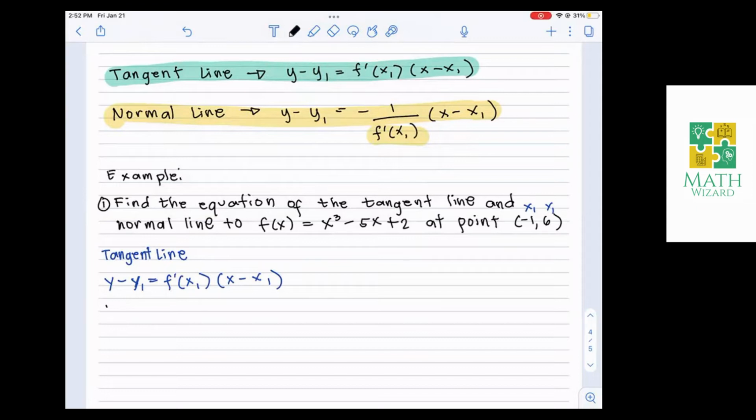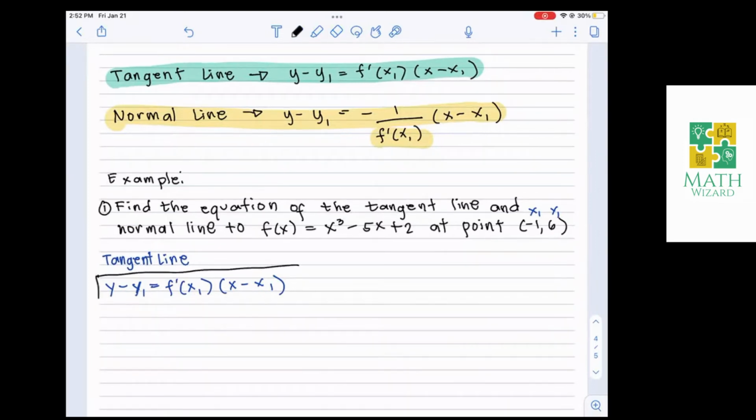So this becomes y minus y of 1 ay 6 is equal to derivative ng this one. Derivative ng x cubed minus 5x plus 2. So derivative of that becomes... okay. So, paano ba natin susulat? Siguro we can solve that muna before natin we plug in. Yeah. Let's solve muna for the derivative. So I'll just box lang muna this one. And I'm gonna solve for the f of x. F of x lang muna.